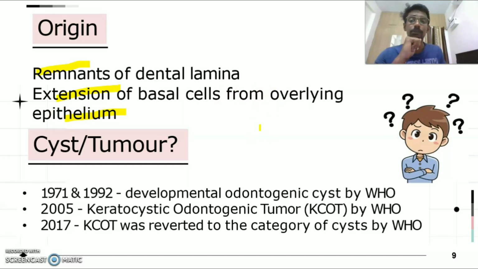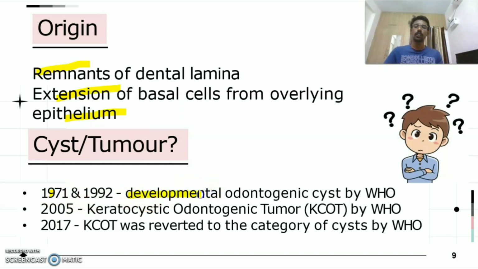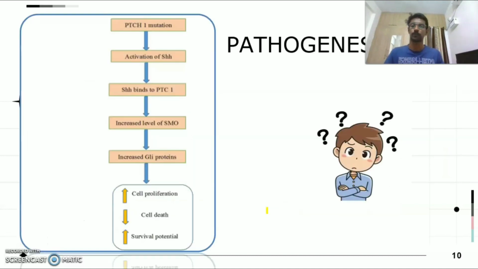And there is a controversy between cyst or tumor, whether the OKC comes under cyst or tumor. In the beginning, in the 1971 and 1992 classifications of WHO, it came under developmental odontogenic cyst. Again, in the 2005 classification, they changed it to the tumor category with the name keratocystic odontogenic tumor. And again in 2017, the KCOT was moved back to the category of cyst. And now the 2022 WHO classification places it under cysts only. So it is an odontogenic cyst, not a tumor.